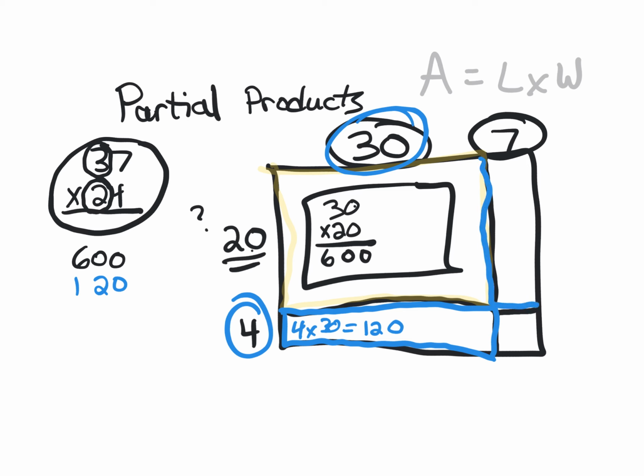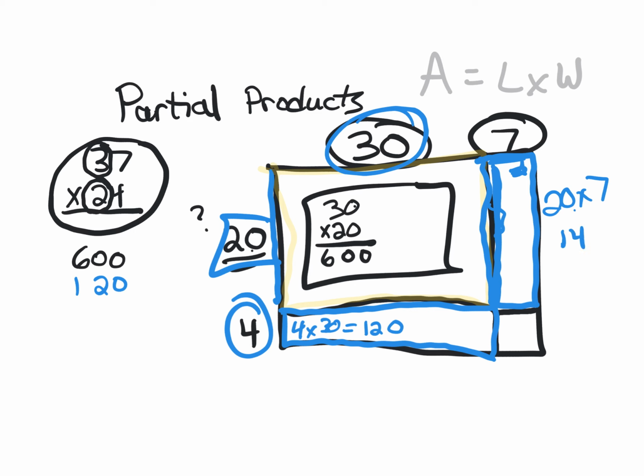What about this rectangle here? Well, we got 7 on this side, and this side is, well, we got to jump all the way over here to know that this equals 20. So we have 20 times 7 would be the area here. And 2 times 7 is 14. And the 0 is going to go into our product, giving us 140. So that is our next partial product.